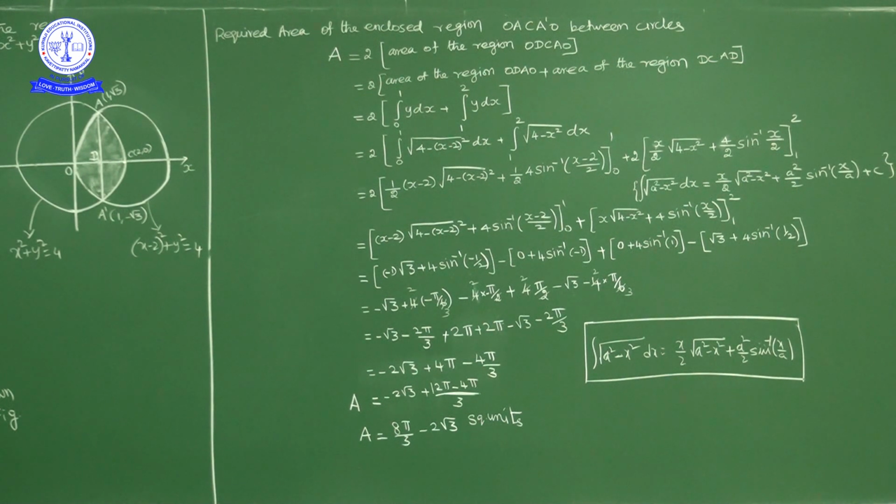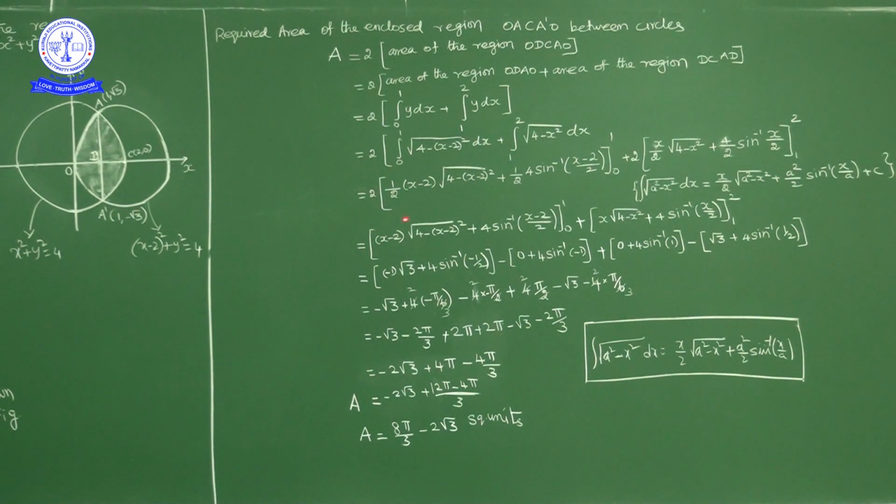x − 2. Okay. By applying the formula, 2 into 1/2 into (x − 2) into the square root of 4 − (x − 2)², plus a²/2, that is 4/2, into sin⁻¹ of (x − 2)/2, lower limit 0, upper limit 1. And multiplying this 2 here, so 2 into, for this part, the square root of 2² − x², so (x/2)·√(2² − x²) + (a²/2)·sin⁻¹(x/a), lower limit 1, upper limit 2.